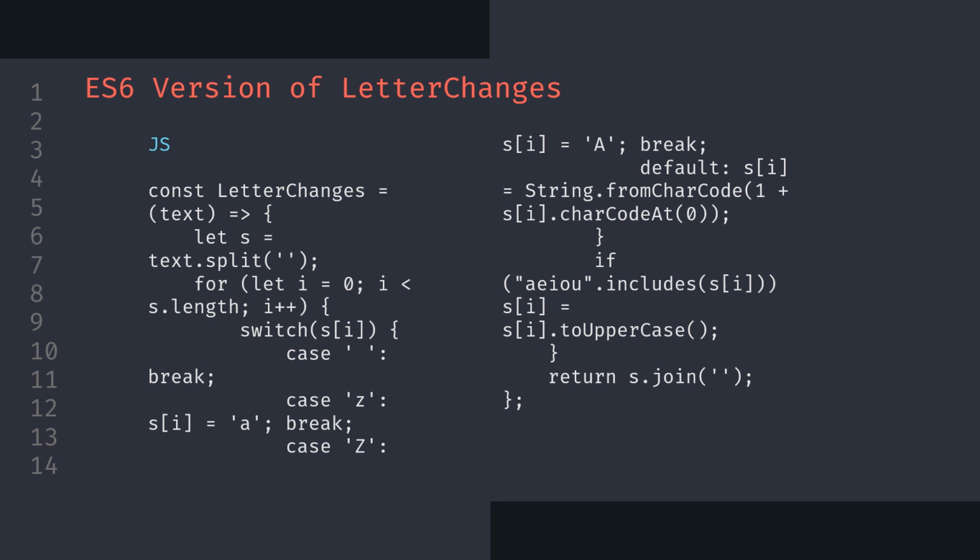The ES6 version simplifies the function using an arrow function, and this includes methods to check for vowels. It's a modern approach to writing clean and concise JavaScript.